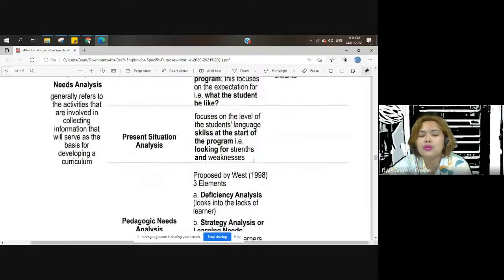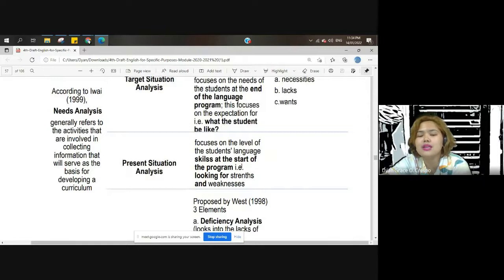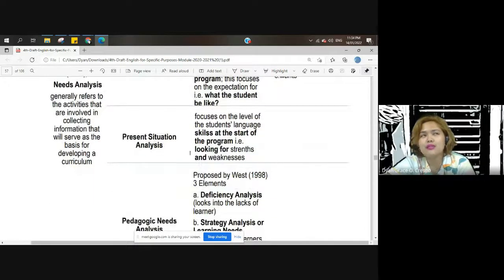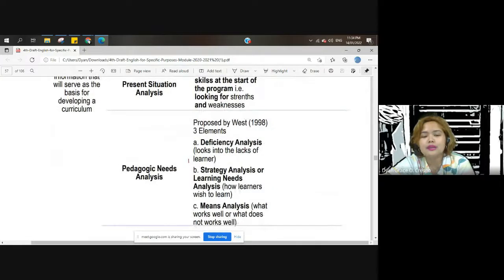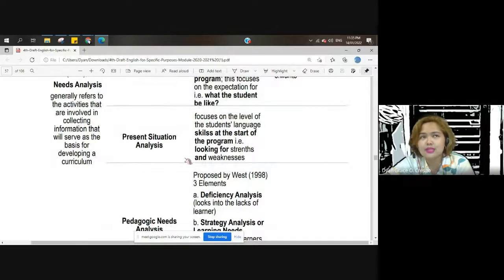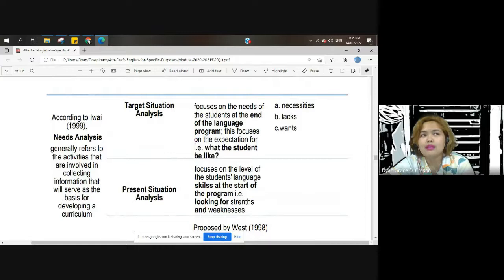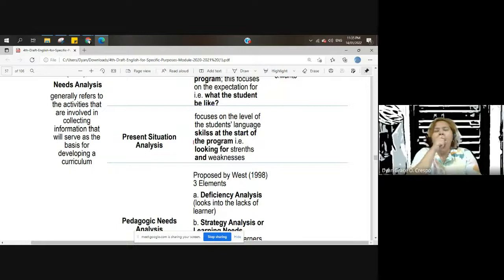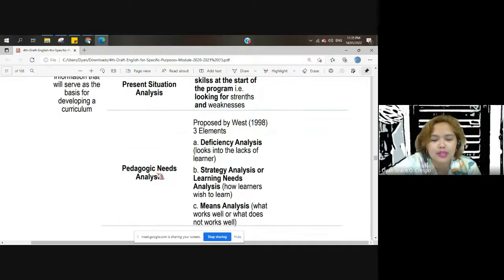So now we also have the present situation analysis. It has something to do with the start of the program, check mo kung ano ito yung target, ito yung present nila. Like for example, sa present situation analysis, ang target mo, dapat at the end of this communication skill class, kailangan nakakapagsalita na tong mga bata. Pero, now, ano yung present situation analysis? Hindi sila nagsasalita kahit ano. So, kailangan gawan mo siya ng paraan. Do'n tayo papasok sa pedagogic analysis.